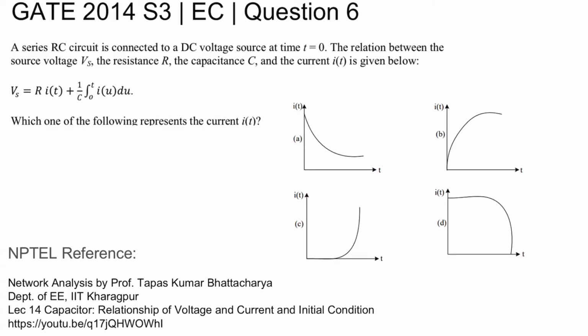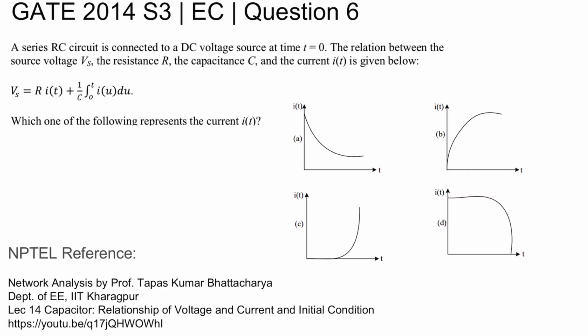This is GATE 2014 Set 3 EC question number 6. A series RC circuit is connected to a DC voltage source at time t equal to 0. The relation between the voltage source and the resistance and the capacitance and the current i(t) is given below. Which one of the following represents the current i(t)?